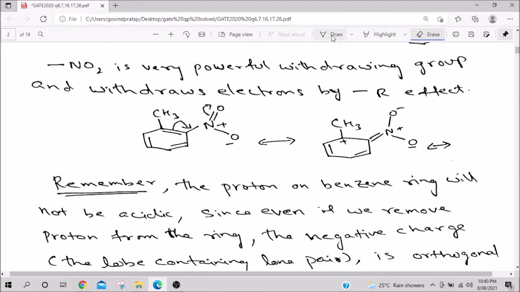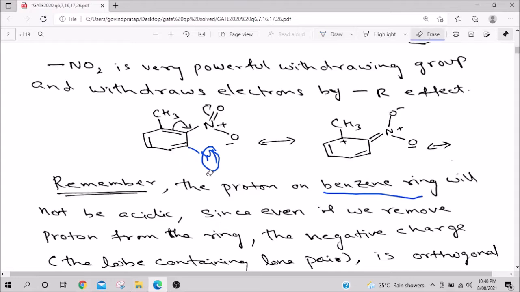Now understand one thing, a proton from the benzene ring can never be acidic, it cannot be taken out. Why? It is acidic means after removal of this proton, when I remove H plus, what you get is a negative charge.